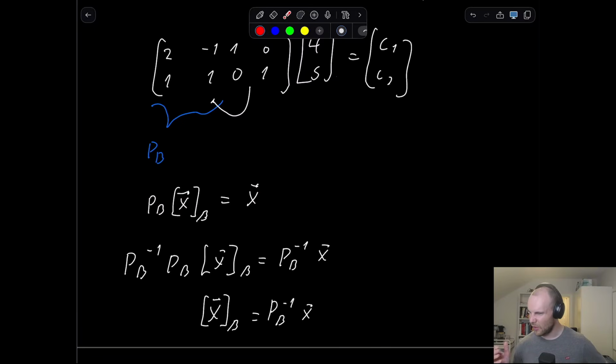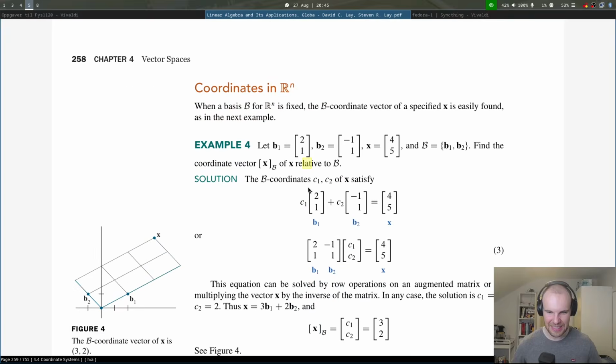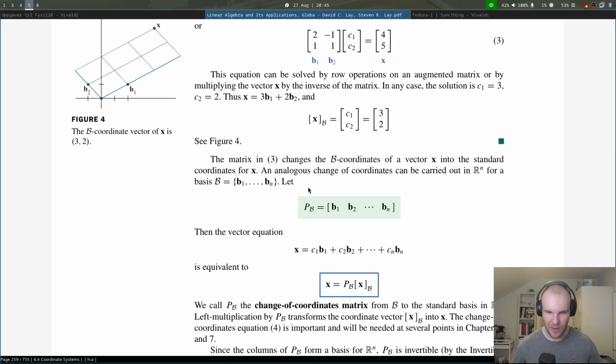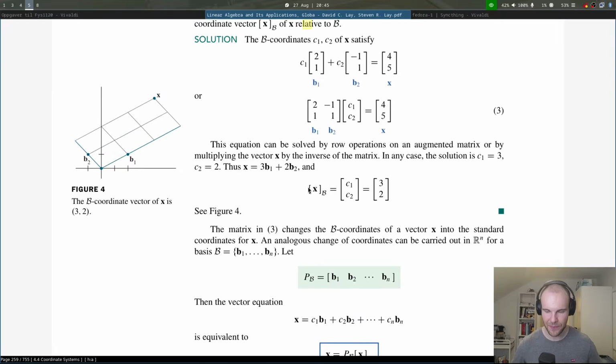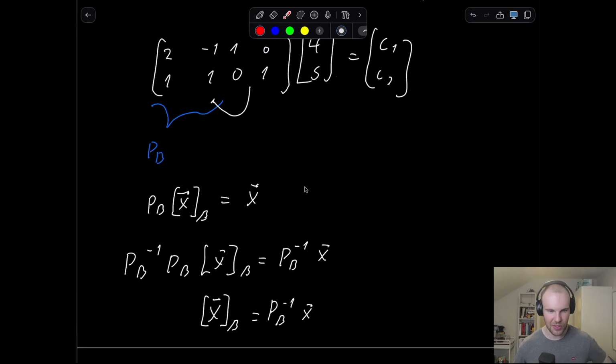Matrix. I don't remember the exact word. Was it coordinate system? Let's see. I don't remember exactly. It isn't so. Change of coordinate matrix. Yeah. And that is what it does, because it changes from with respect to the basis to just x here, right? That is what it does. Okay. So that is very neat.